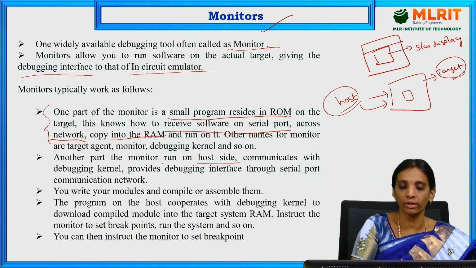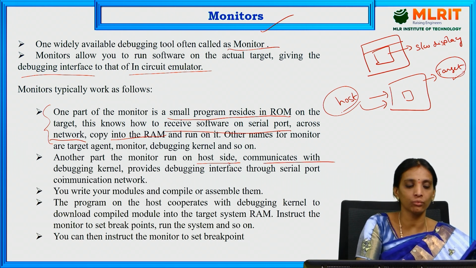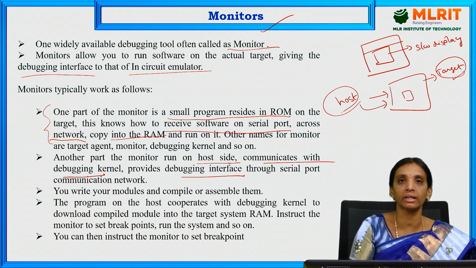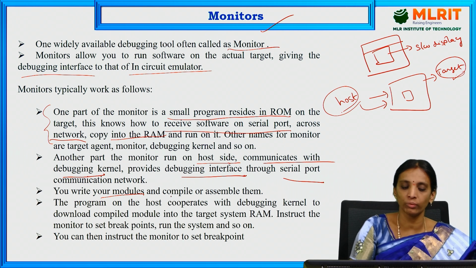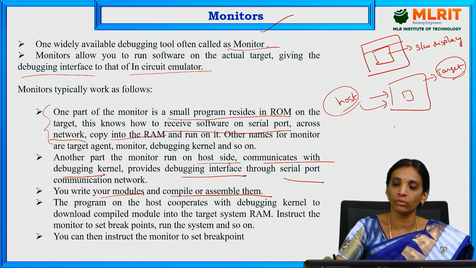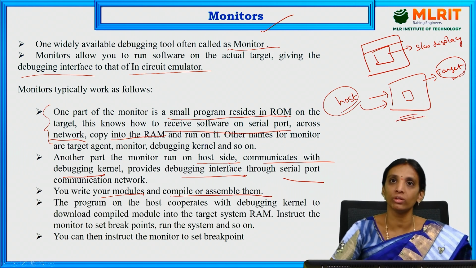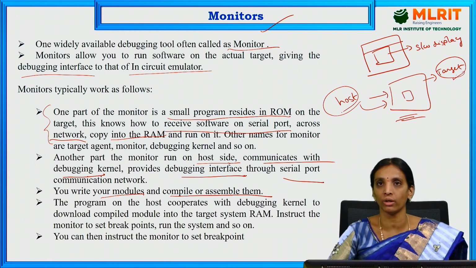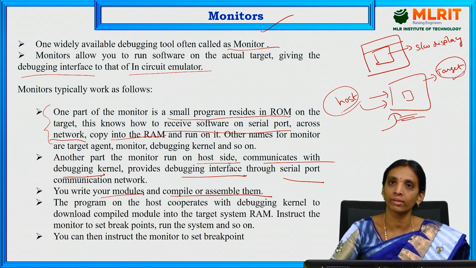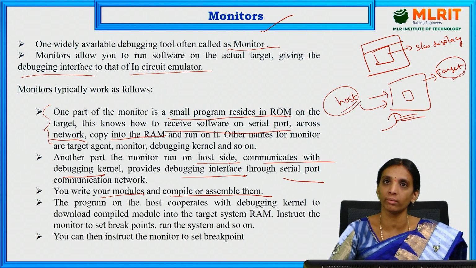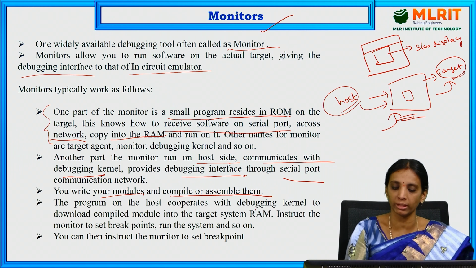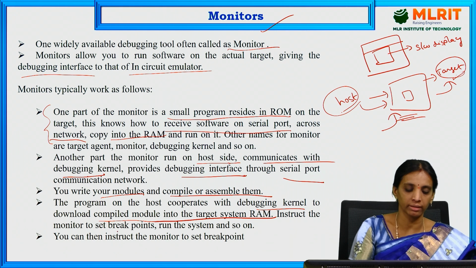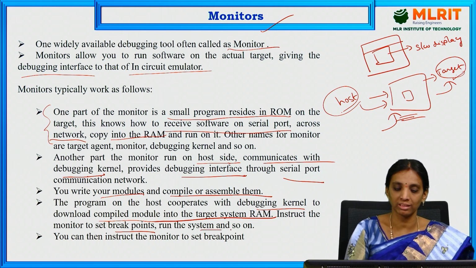This monitor, which runs on the host side, communicates with the debugging kernel and provides a debugging interface through the serial port. Here we can have different types of modules, and we can compile and assemble them by using this monitor. We can compile and test individual modules through this monitor, and after compilation of all the modules we can assemble them and give them to the target machine. The program on the host cooperates with the debugging kernel to download the compiled module into the target system, and instructs the monitor to set the breakpoints, run the system, and so on.